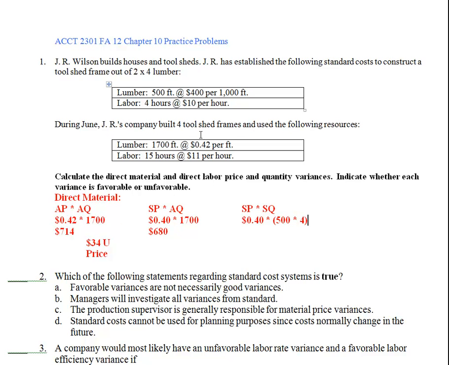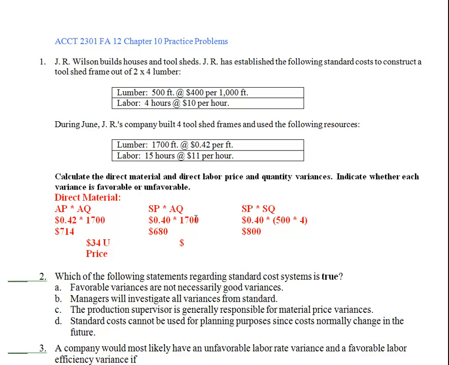When I build 4 tool sheds, how many feet of material should I have used? We think it's going to take 500 feet a unit. We built 4 sheds, so it should have taken us 2,000 feet of lumber. I take the 2,000 feet of lumber and multiply it by the 40 cents. So we think we should have paid $800 for the material.